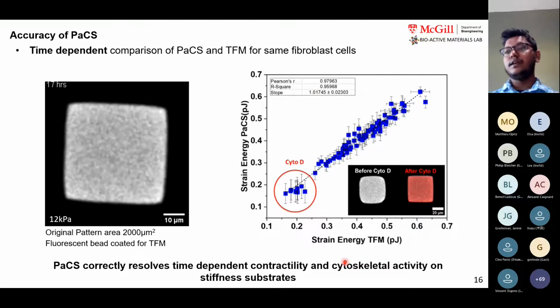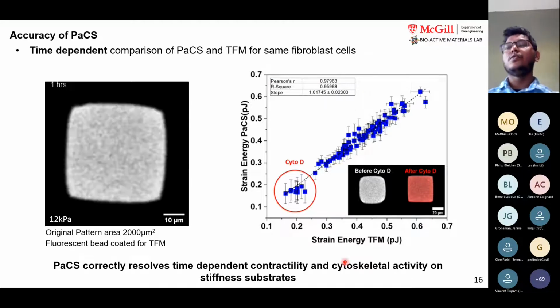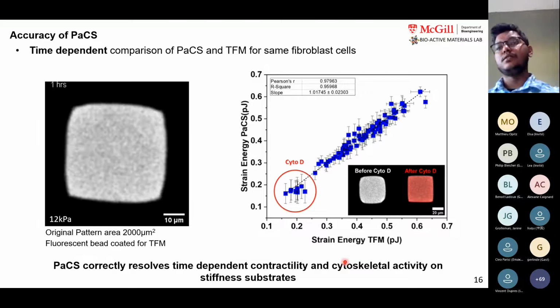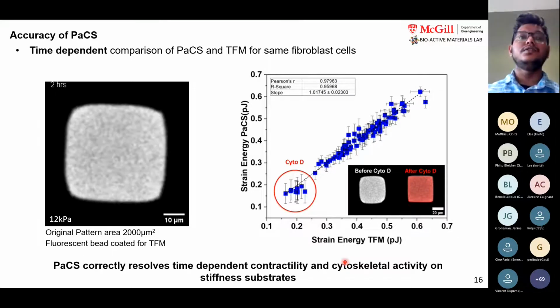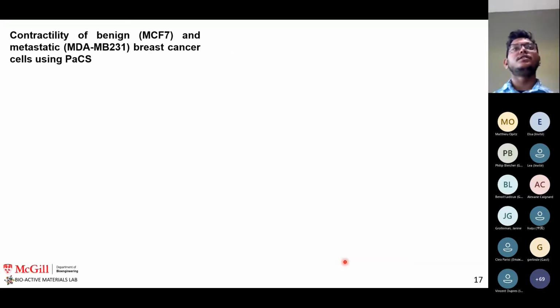Until now we had established the accuracy of this technique, so we decided to move on to using different cell types to measure contractility using PACS. We decided to go with breast cancer cells. We chose MCF7 cells and MDA-MB-231 cells. Both are breast cancer cells, but MDA-MB-231 is a highly aggressive cancer cell line compared to MCF7 cells. And we expected that MDA-MB-231 would apply higher contractile forces than MCF7 cells.